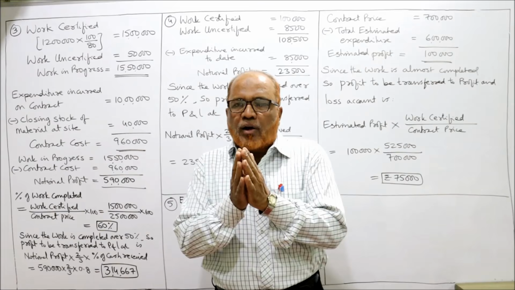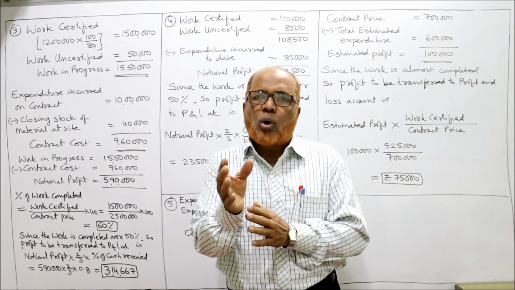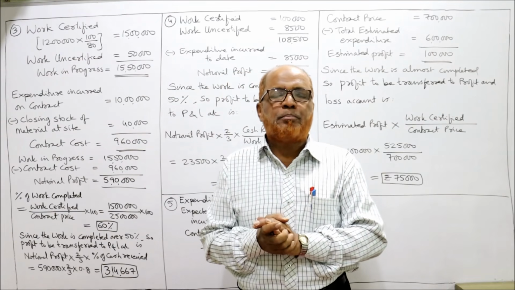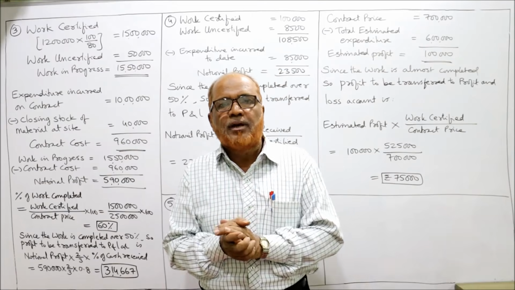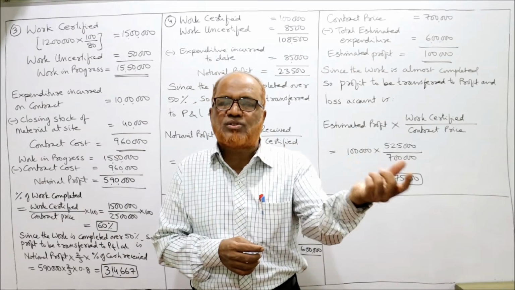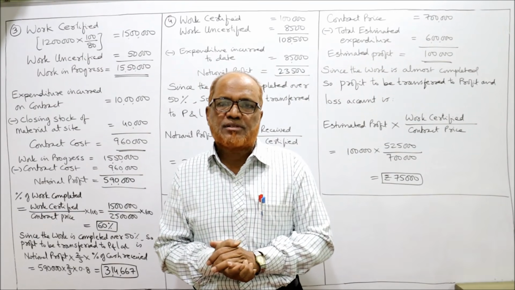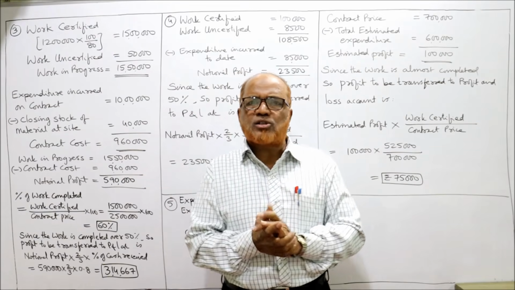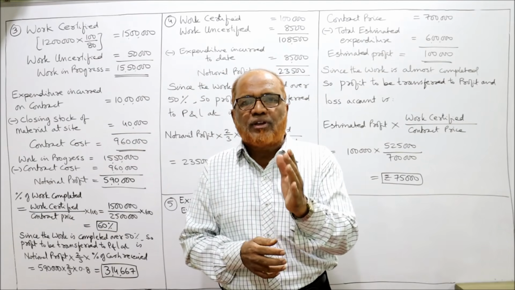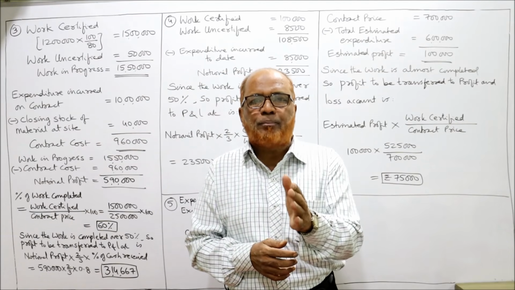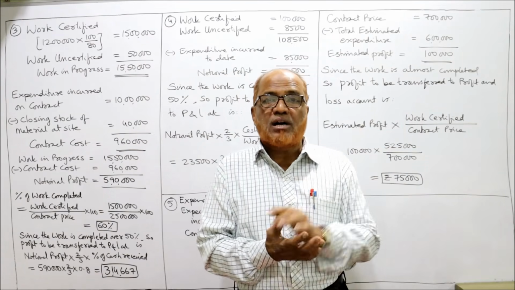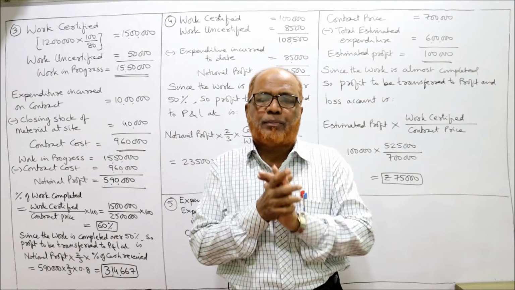Now see here, if the contract was completed, then the whole profit will be transferred to P&L account. Suppose the contract is incomplete, that means work in progress is there, then some portion of the profit will be transferred to P&L account and the remaining portion will be transferred to reserves. That is the rule. There are no hard and fast rules, but the accounting principle followed in contract costing is, if the contract is completed up to 25%, no profit should be transferred to P&L account. The whole profit should be transferred to reserve.